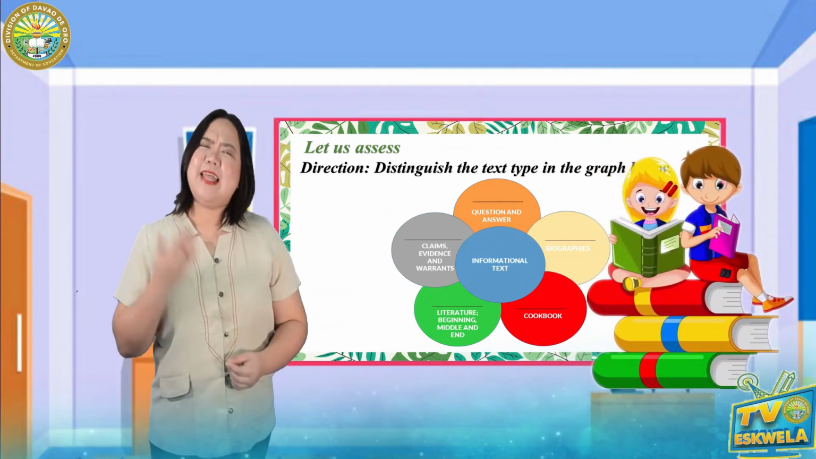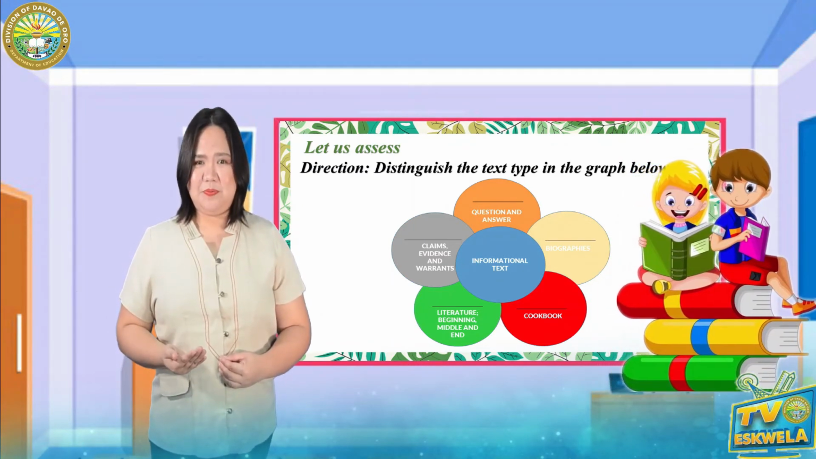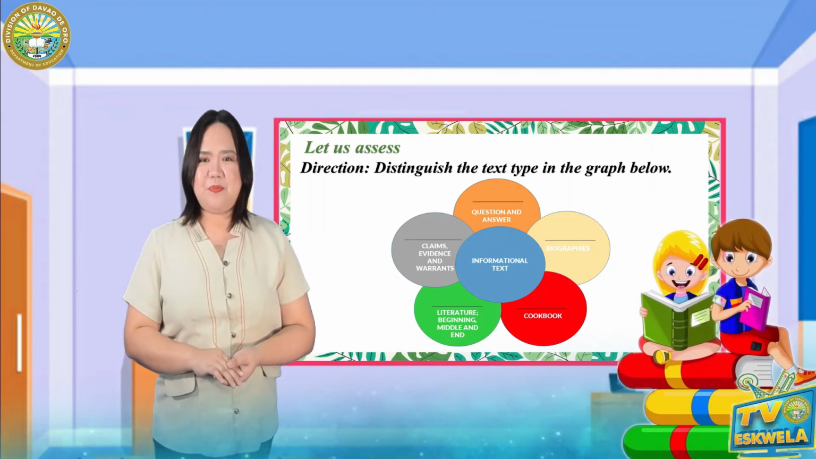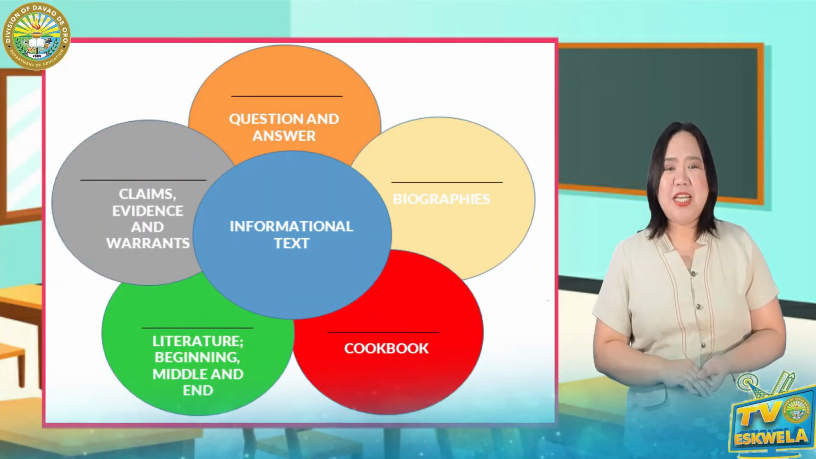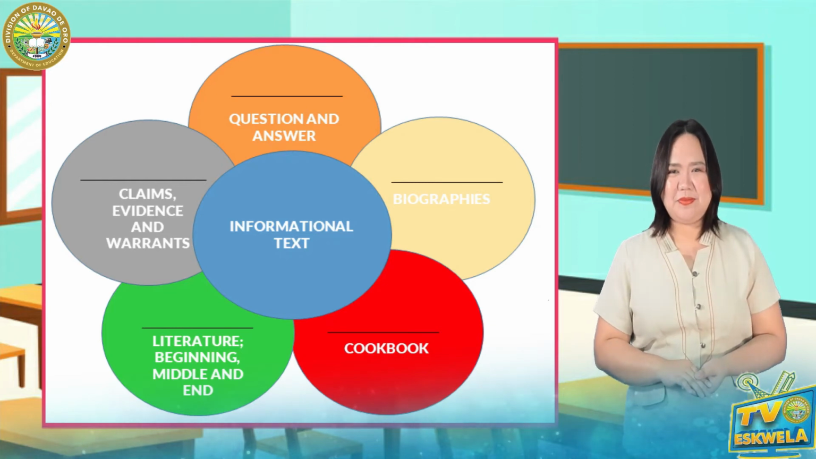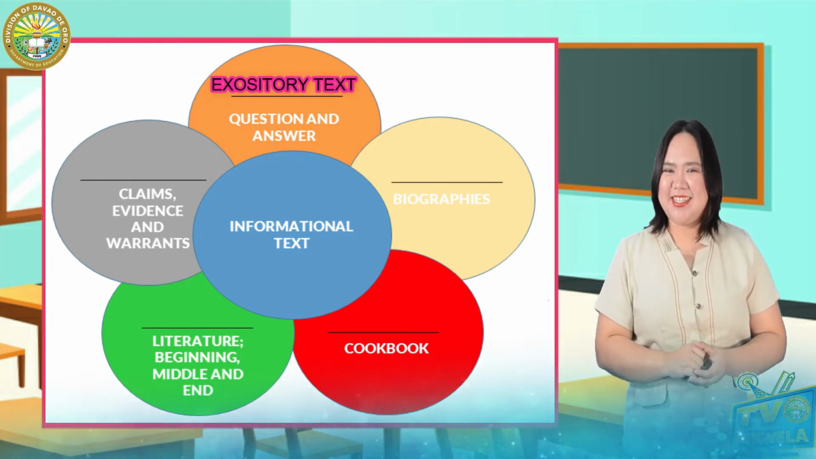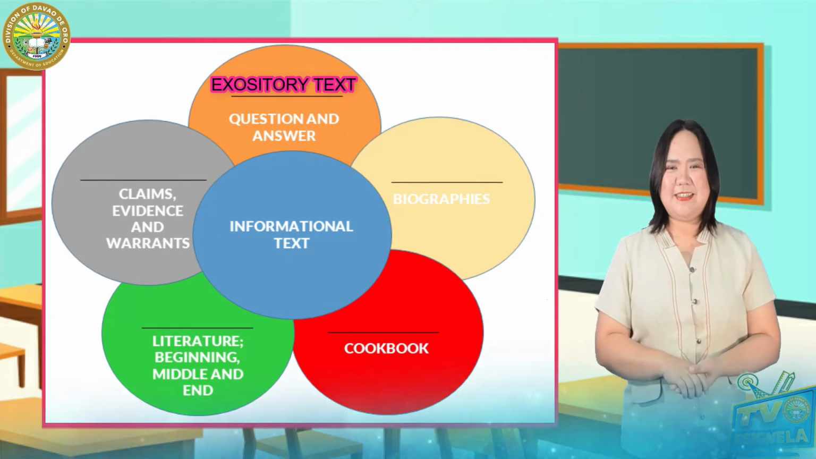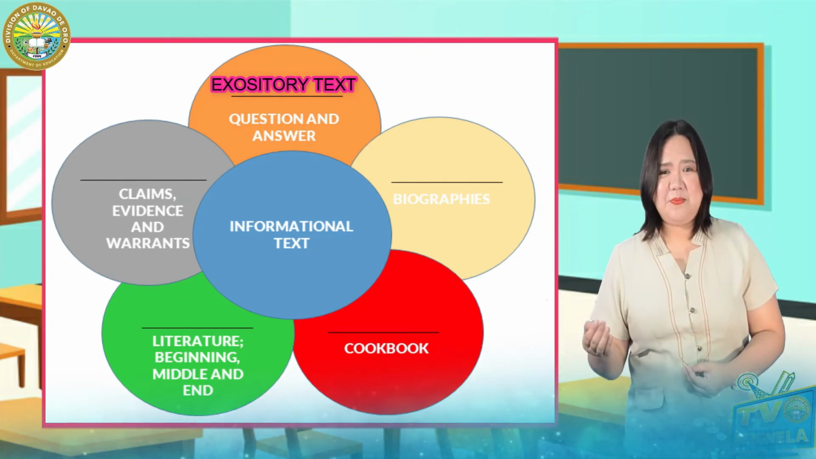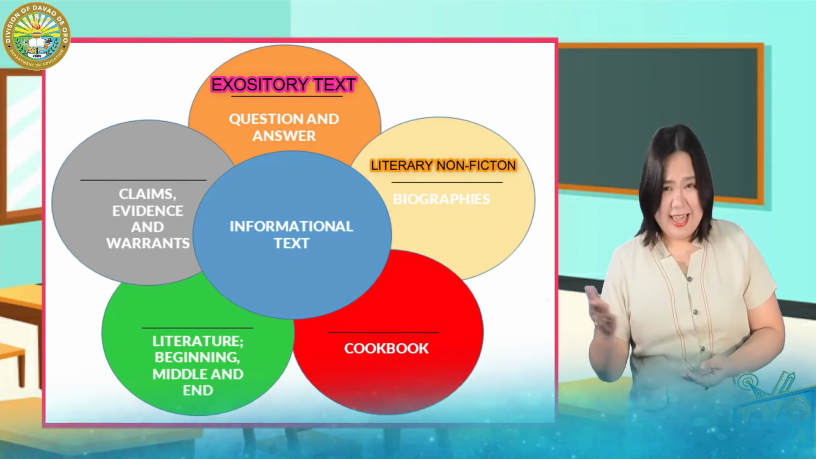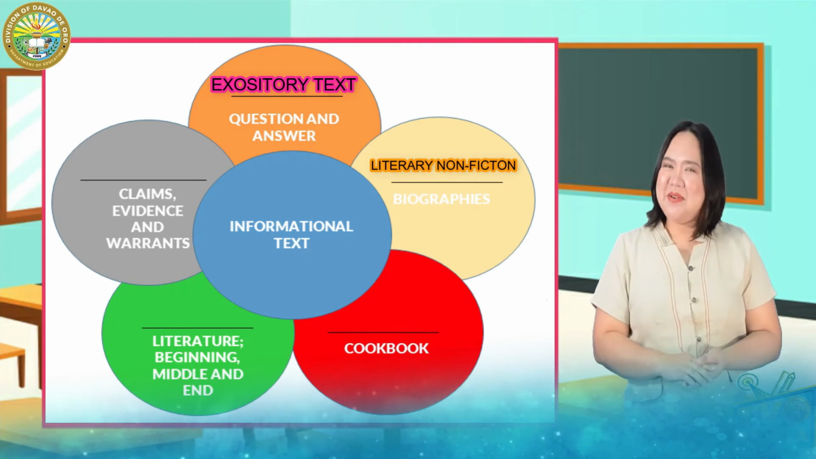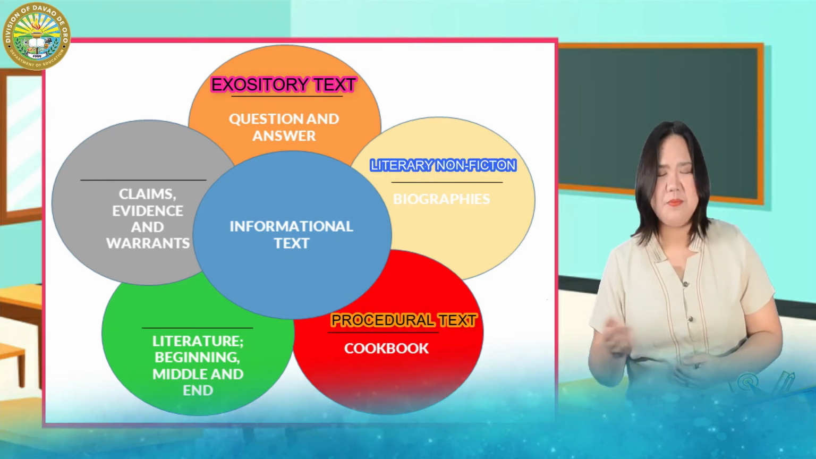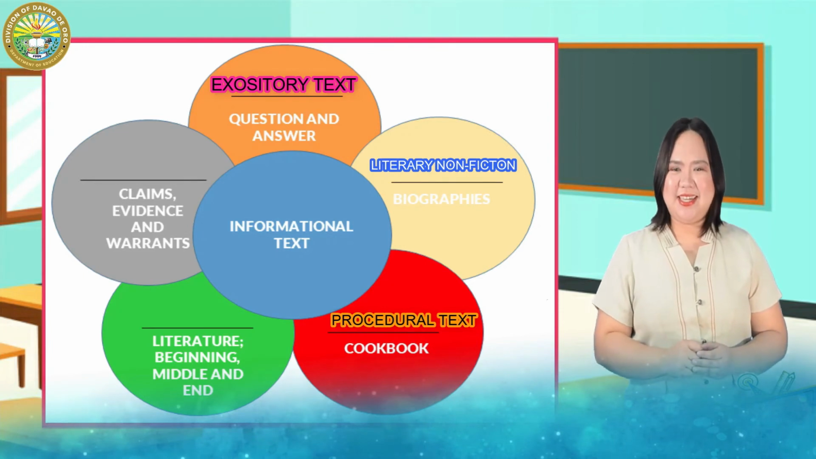Finish, class? Let us now figure out the correct answer. Exercise 1, direction: distinguish the text type in the graph. When we say question and answer, that belongs to? Yes, expository text. And your answer is correct. What about biographies? That belongs to? Yes? Very good. Literary nonfiction. What about cookbook? Yes? That's right. Procedural text.